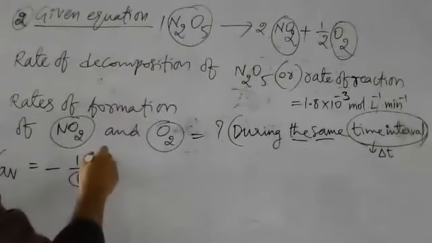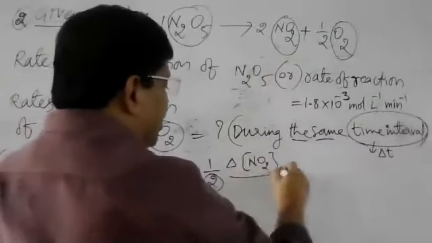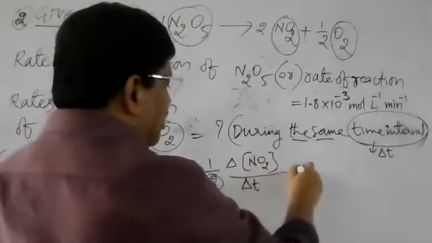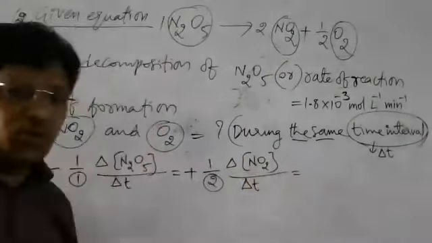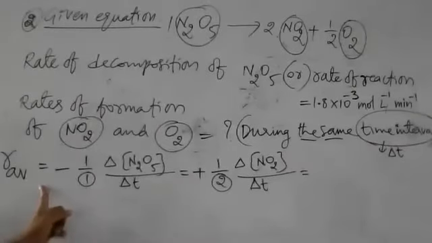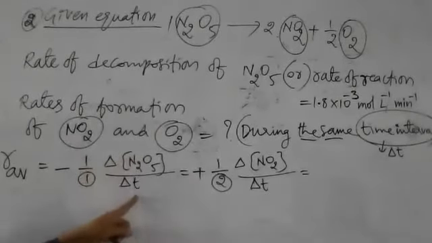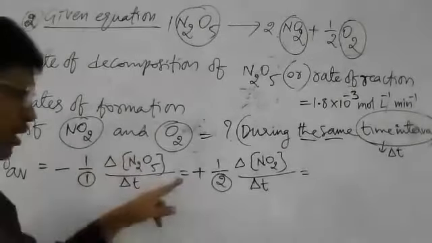That means the change in NO2 concentration by delta T. Already we have discussed how to write. Do you remember? Now, average rate of reaction is equal to minus delta N2O5 by delta T, equal to plus 1 by 2 delta NO2 by delta T.